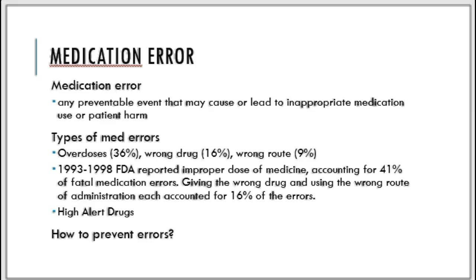All right, so a medication error is any preventable event that may cause or lead to inappropriate medication use or patient harm. These types, overdoses are at 36%, wrong drug 16%, wrong route 9%. I did find the FDA reported 41% of fatal medication errors is improper dosing. So that's giving the wrong drug and using the wrong route of administration, accounting for 16% of the errors, and communication errors, also 16%.